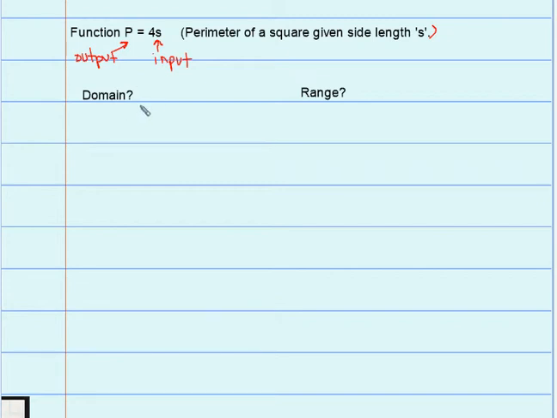So in this case, our domain is going to be all positive real numbers, because we have no restrictions on whether it can or cannot be a fraction or a decimal. Doesn't matter. Lengths come in all sizes except for negative. Now what about our range? Okay, so if I take a positive real number and multiply it, I'm only going to get positive real numbers as my output.